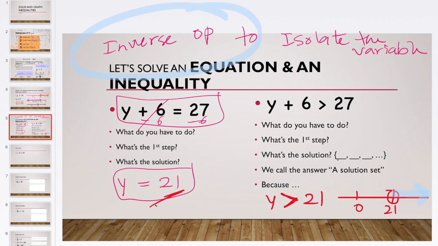Let's check 20, because 20 is less than 21. Now we're doing something different, taking a number not from the solution set. So we'll say 20 plus 6. 20 plus 6 is 26, which is greater than 27. Now we all know that is not true, so that means the solution set should be on this side, and that's correct.